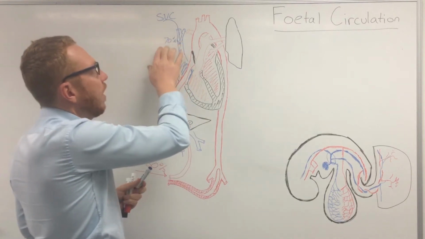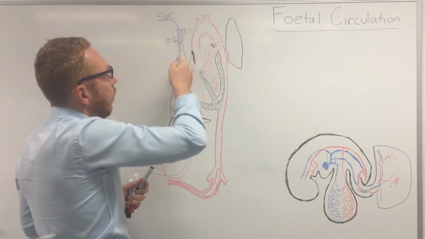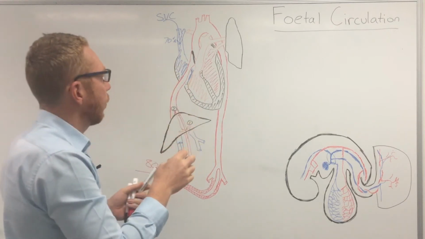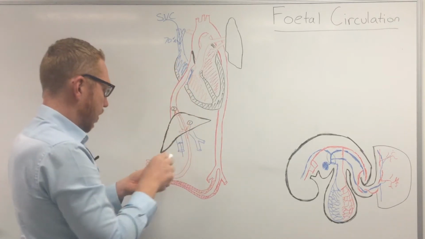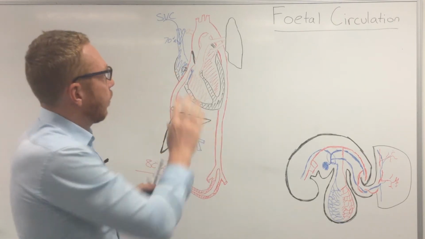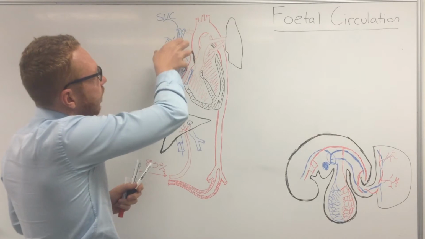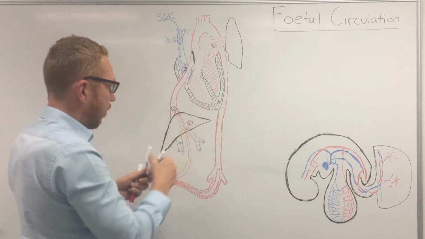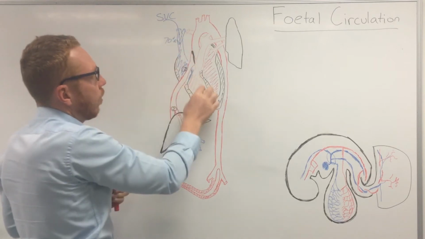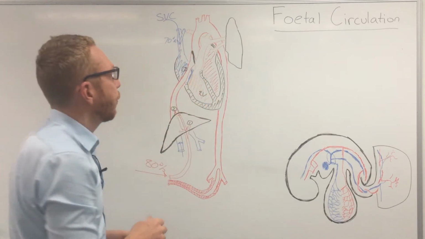Okay, so it's probably even going to be less than 70%. So it's going to come in. You don't really want to mix that too much. It will mix, however, and this is the third mixing point. But the majority of this blood will be deflected straight down into the right ventricle. So a lot of that poorer blood will go straight into the right ventricle.